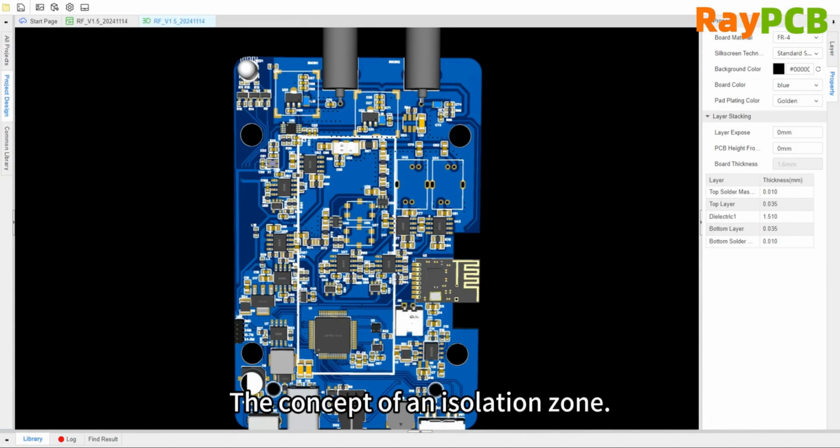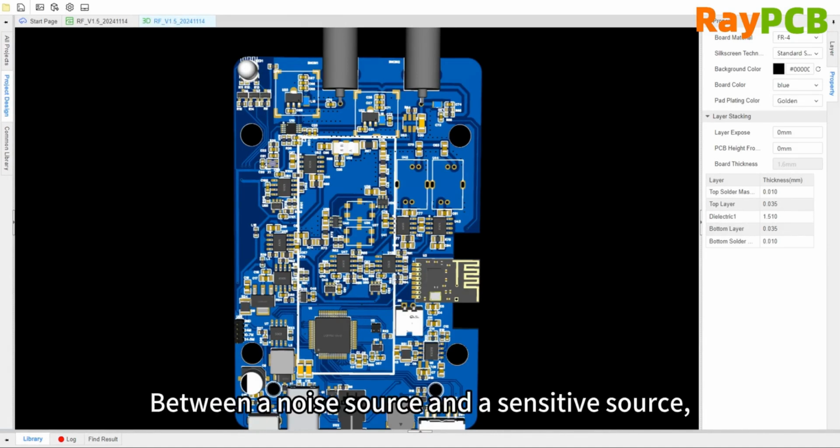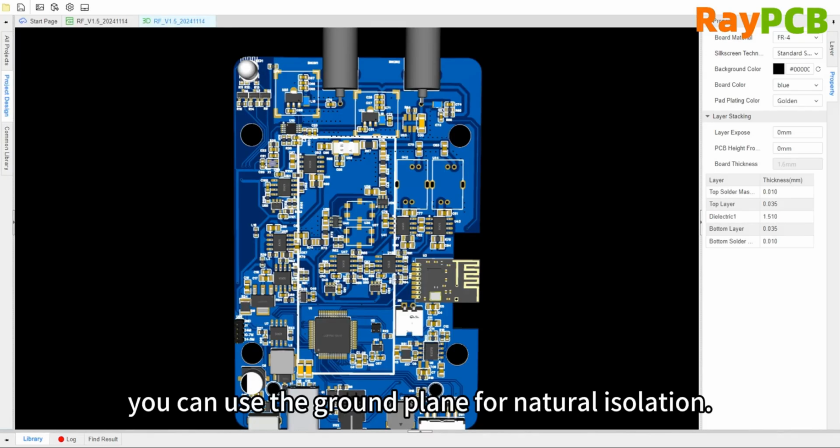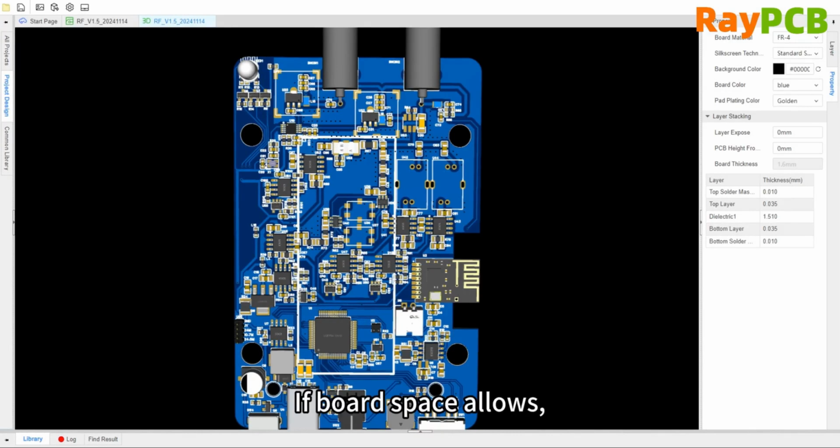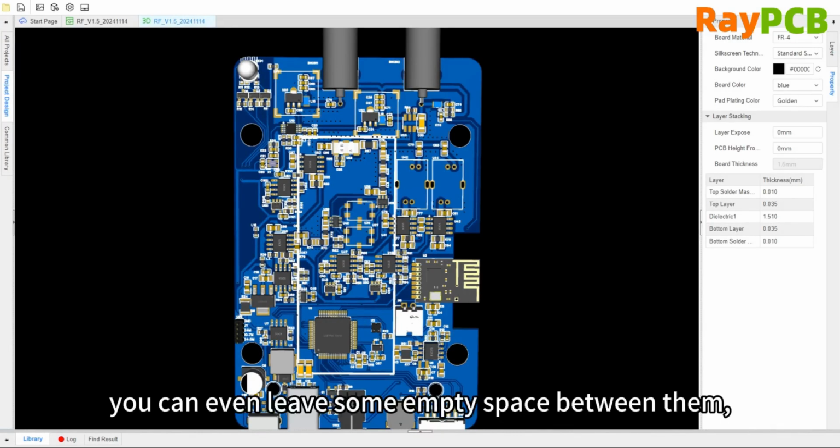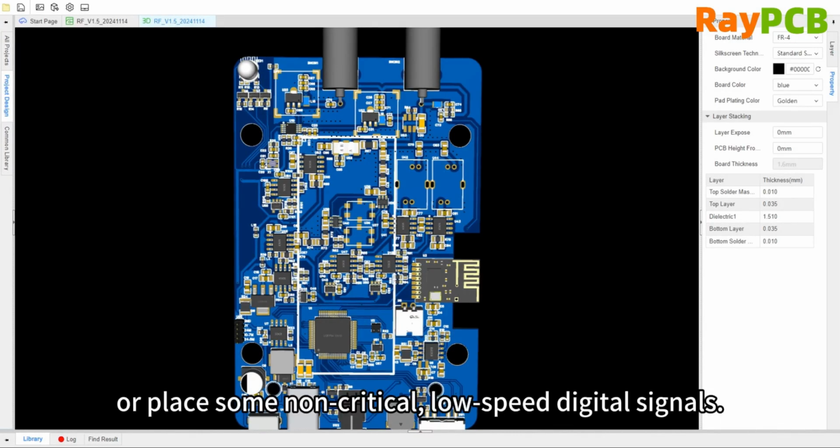Now, the concept of isolation strips. Between noise sources and sensitive components, we can use their physical locations to create natural isolation. If there is enough space on the board, you can even leave some distance between them, or place some critical or non-critical low-speed digital signals in between.